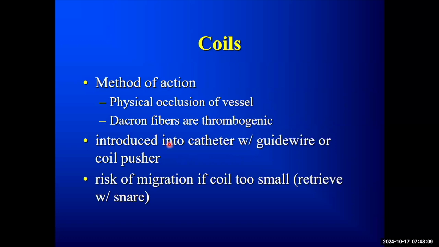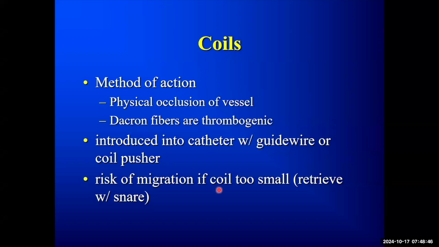So mechanism of action is direct physical occlusion of the vessel, and then thrombogenic adherence. They're introduced into a catheter either with a guide wire or a coil pusher, or depending on where you are, sometimes you can just blast it in with an injection of contrast. So you load it into the catheter and then take a 3 cc syringe or a 1 cc syringe and just blast it in, and it's nice. It's kind of cool to watch it flow into where you want it to go. But there's, of course, much less control over it because you just have one shot at it and it goes where it wants. Risk of migration is always important to keep in mind.